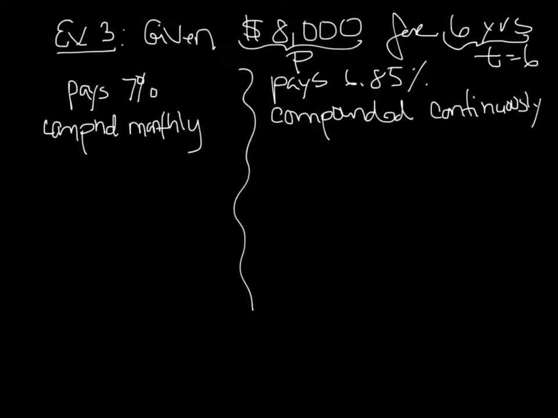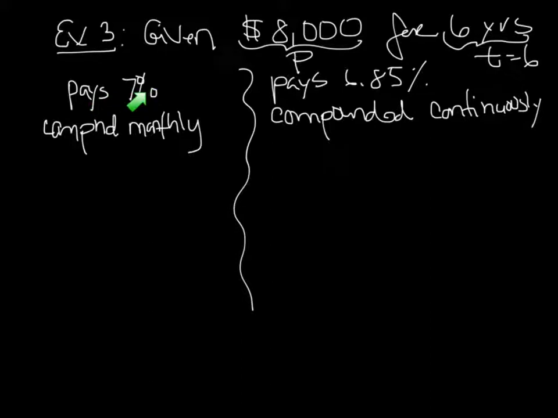Okay, so for example 3, I just went ahead and summarized the information. The paragraph says you decide to invest. Let me get my arrow here. Okay, so you decide to invest $8,000 for 6 years, and you have a choice between two accounts.